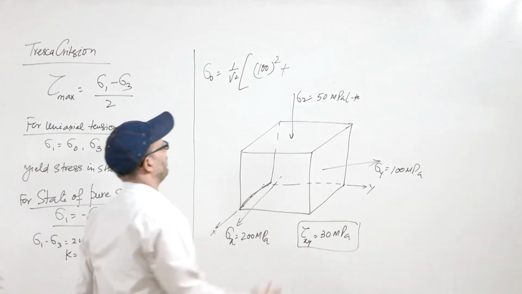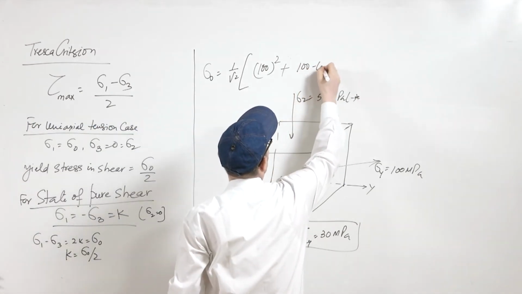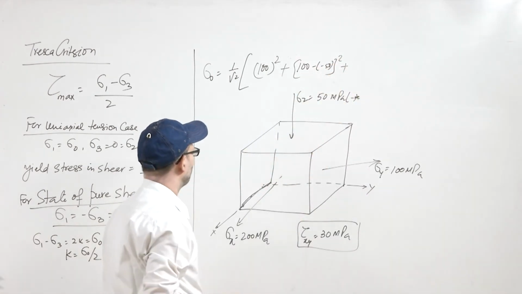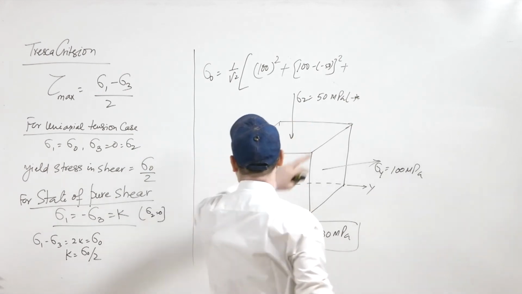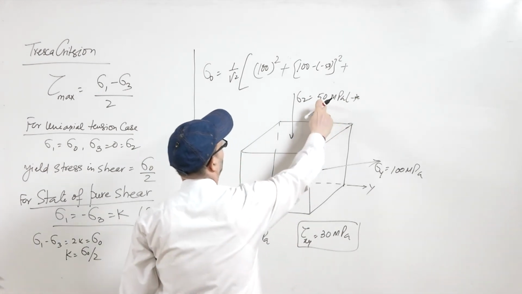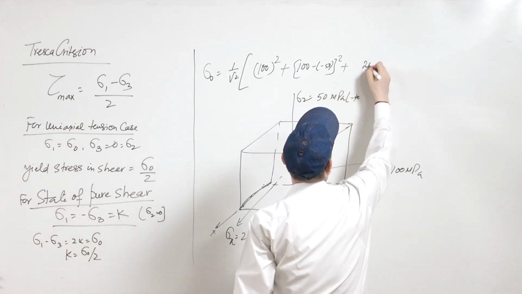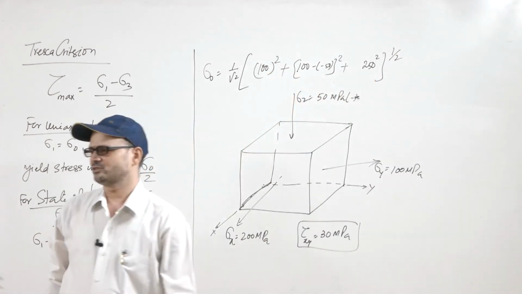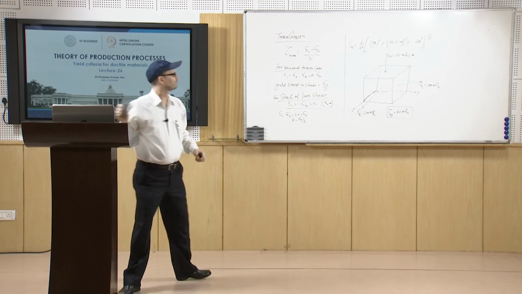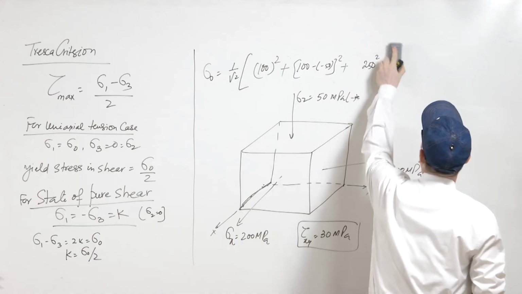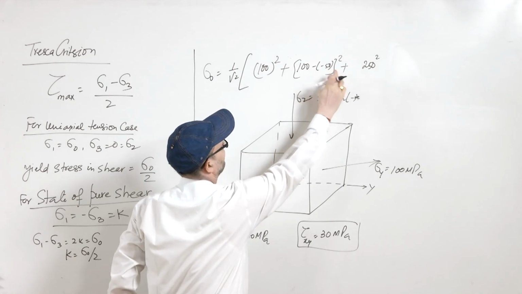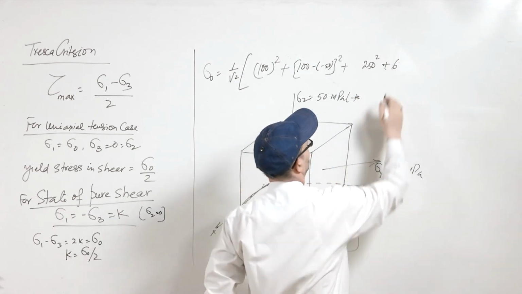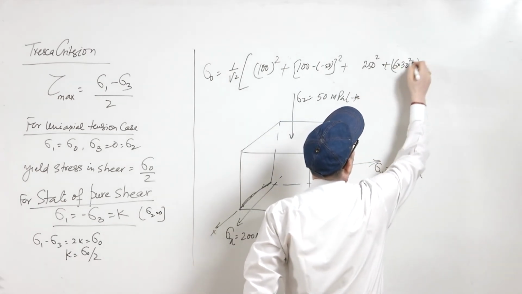So again it will be 150 square, 100 minus minus 50 square, then plus again sigma z minus sigma x. So 200 plus 50, so it will be 250 square, and then half. So it will be sigma x minus sigma y square, then you will have sigma y minus sigma z square plus sigma x minus sigma z square plus 6 times tau xy square. So this is into 30 square, and then you will have this.